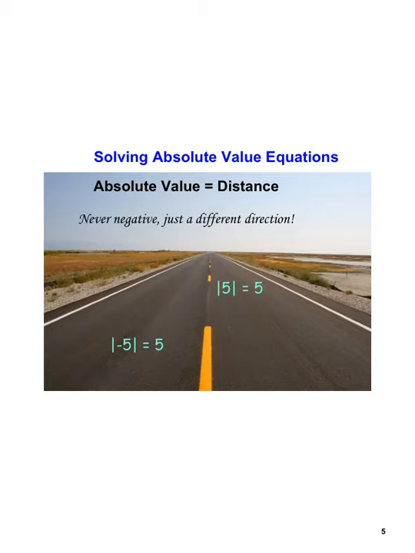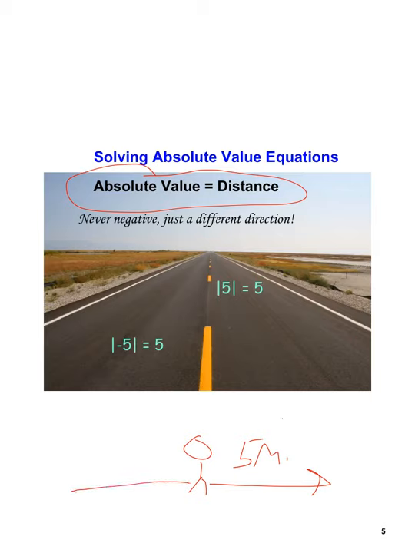Okay, so absolute value is really distance. One big thing you have to think about here is that it's really never negative. It's just a different direction. So if you're standing here, whether you walk this way 5 miles, which you might consider the positive direction, or this way 5 miles, which you might consider the negative direction, you are still 5 miles from where you started. Okay, so that's what absolute value is really looking at.